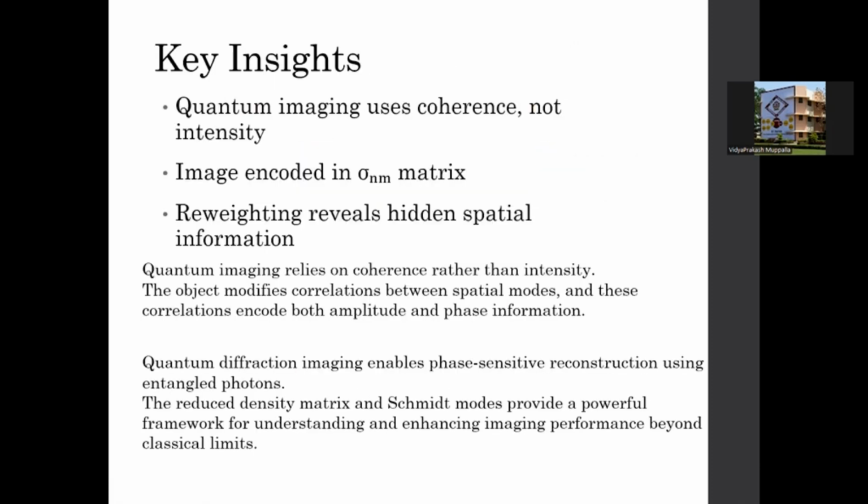What I want to conclude with is that the central insight of this work is that quantum imaging relies on coherence rather than intensity. The object modifies the relationship between the modes, and the relationships encode both amplitude and phase information. This fundamental concept is different from classical imaging, where only intensity is measured. By accessing the coherence, quantum imaging provides a richer, fully detailed description of the object.